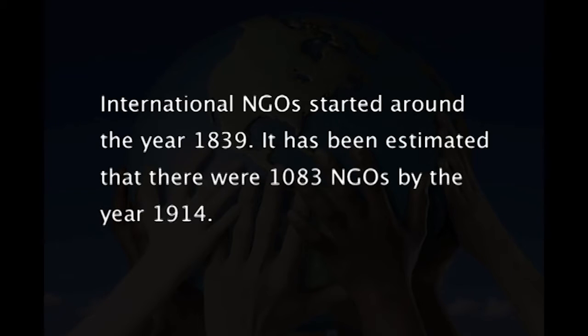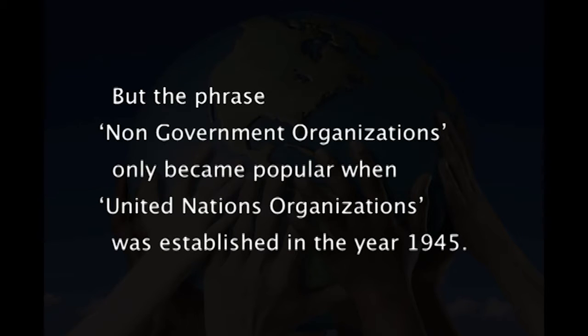International NGOs started around the year 1839. It has been estimated that there were 1083 NGOs by the year 1914, but the phrase non-government organizations only became popular when United Nations Organizations was established in the year 1945. The involvement of NGOs in social challenges has a great effect on developing countries. The more financial support and the more number of volunteers will greatly help in achieving the development goals.